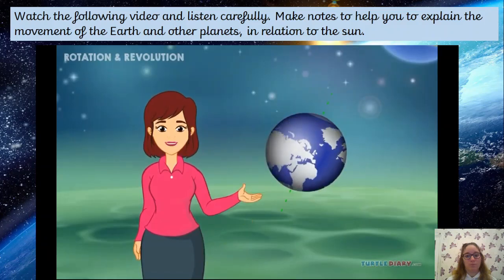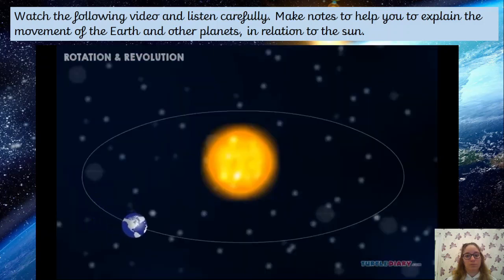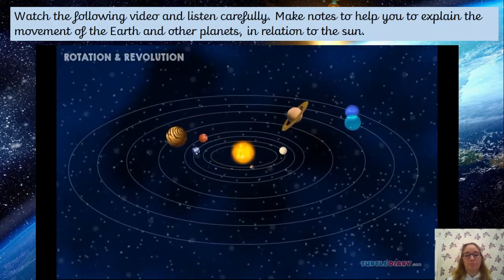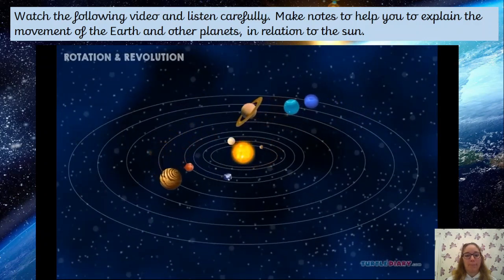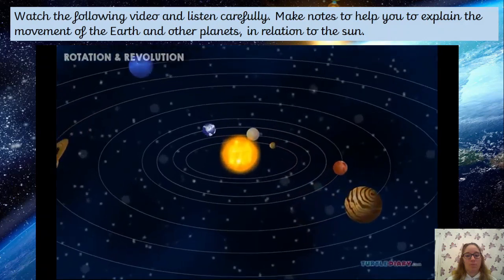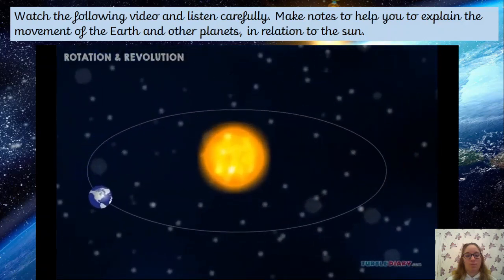Let's look at the Earth's movement. First, the Earth is always moving around the Sun. The Sun is the center of the solar system. The Earth and all other planets orbit it. We call this a fixed orbit. It always stays the same. We say that the Earth revolves around the Sun. It constantly goes around it. It never stops. We call this the Earth's revolution.